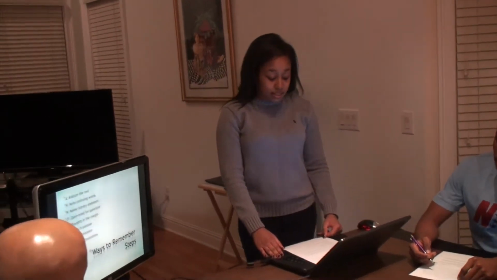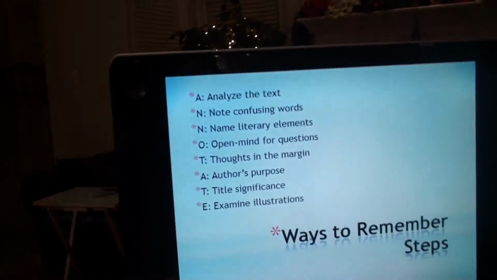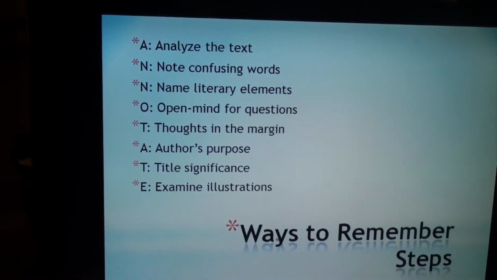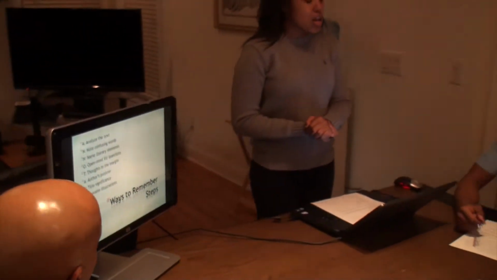This acronym can help you all remember how to annotate. It can be read as a song, and I'm going to sing the first letter. I would like for everyone to follow along as I go. Ready? A. Analyze the text. N. No confusing words. N. Name literary elements. O. Open mind for questions. T. Thoughts in the margin. A. Author's purpose. T. Time of significance. E. Examine illustrations. Hey. Great job, guys.